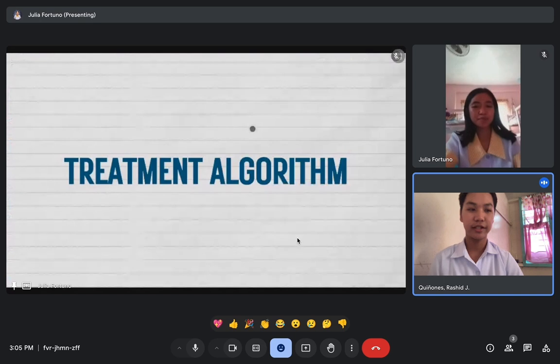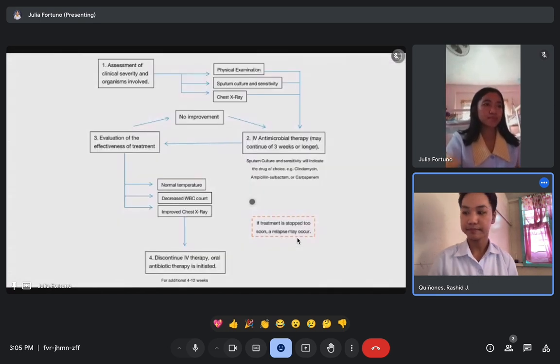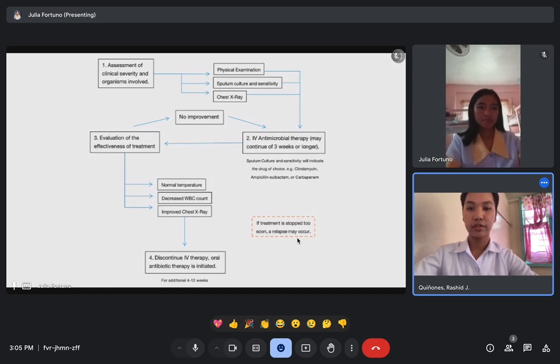For the treatment algorithm, first is assessment of clinical severity and organisms involved. For the assessment, here we have physical examination, sputum culture and sensitivity, and chest x-ray. The physical examination and the chest x-ray will diagnose the lung abscess. If the chest x-ray reveals or demonstrates a cavity of at least 2 centimeters, lung abscess is diagnosed.